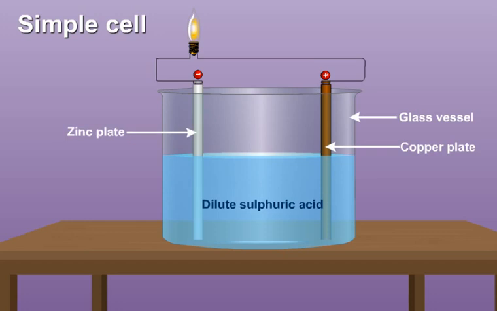The zinc plate acts as a negative electrode and the copper plate acts as a positive electrode. Students, as a copper wire connects the two electrodes to an electric bulb, the bulb begins to glow.